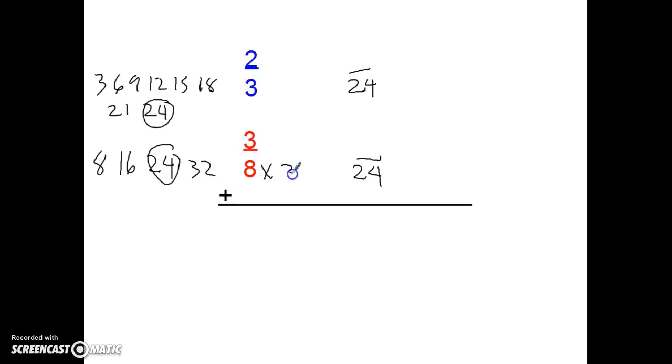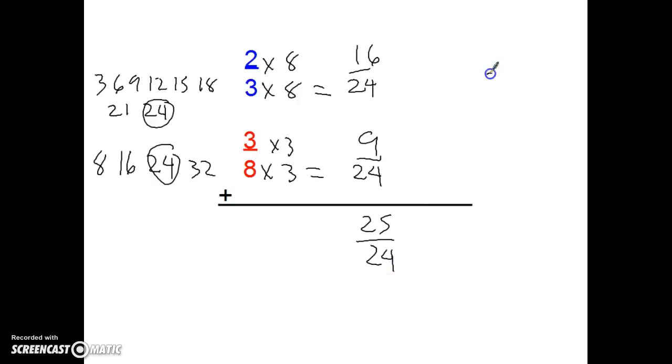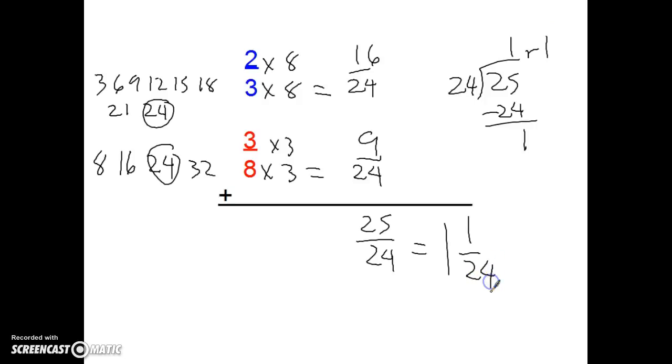So I'm taking the 8 times 3 to get to 24. 3 times 3 is going to give me a 9. 3 times 8 equals 24. 2 times 8 equals 16. 16 24ths plus 9 24ths is 25 24ths. So it's just a little bit over 1. Most people could probably see this one coming again. My remainder is only 1. So it equals 1 and 1/24.